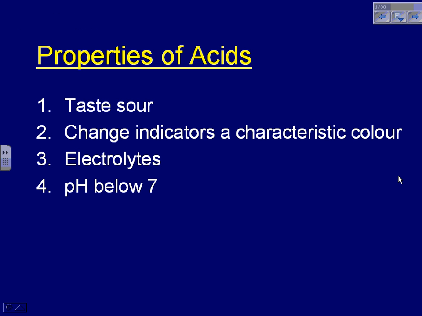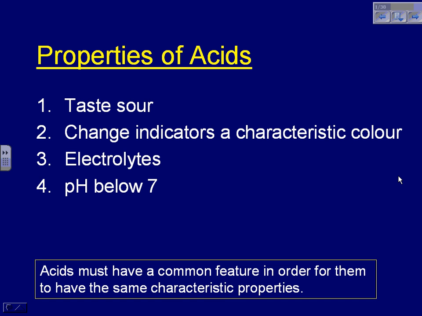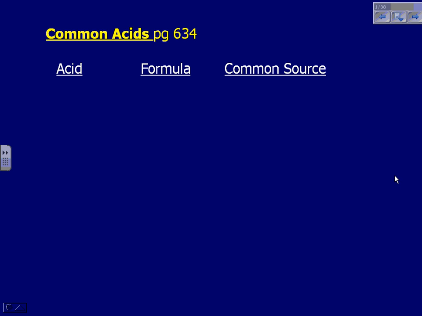In terms of acids and bases, we don't need to write this stuff down. We did check a few of these things. We checked that the pH for acids is lower than 7. We checked that they change the indicator's characteristic colors, and you probably recall that they taste sour, and they're also electrolytes. That means they conduct electricity in solution. And essentially, what are we saying here? All acids must have a common feature in order for them to have the same characteristics. You don't need to write that down either.